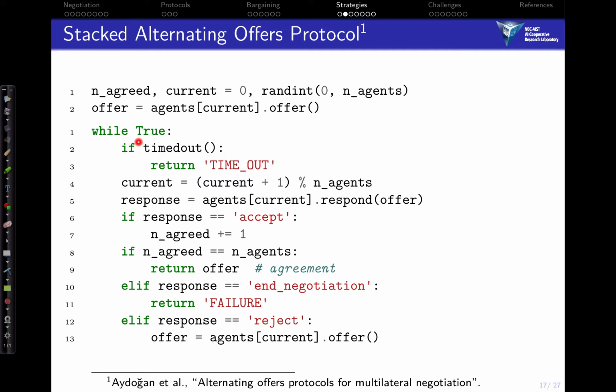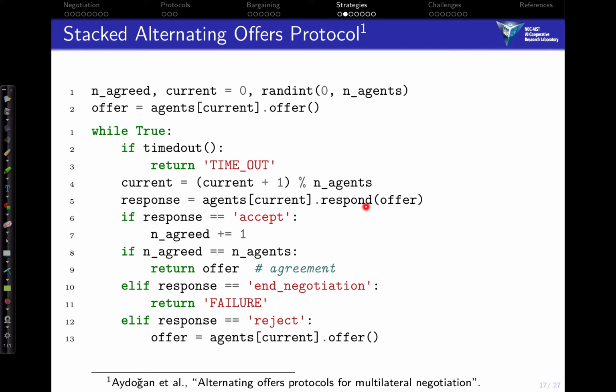So here, if timeouts, and timeout is just the number of rounds or the wall time constraint we spoke about before, if the negotiation timed out, say it's timed out and return. Otherwise, this means take the next agent, right? If you have a set of n agents, take the next agent, and ask this agent to respond to the last offer we have. So what should be the first offer? Just the first offer from the first agent. That's the initialization. And ask the current agent to respond to the offer that we have now.